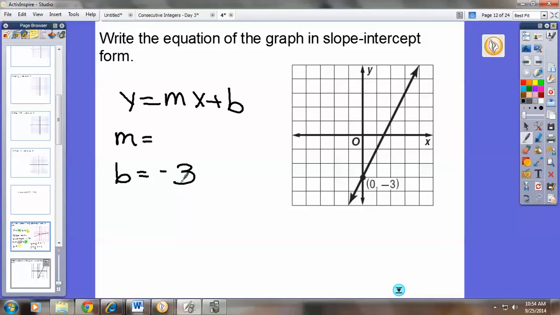Graph, and they're wanting us to write the equation of that graph. So we're looking for our slope and we're looking for our y-intercept. And we just found our y-intercept to be -3. So the next thing we're doing is finding our slope. I could start here. How do I know where to end? Or how do I know what to do next? Chance, what do you think?